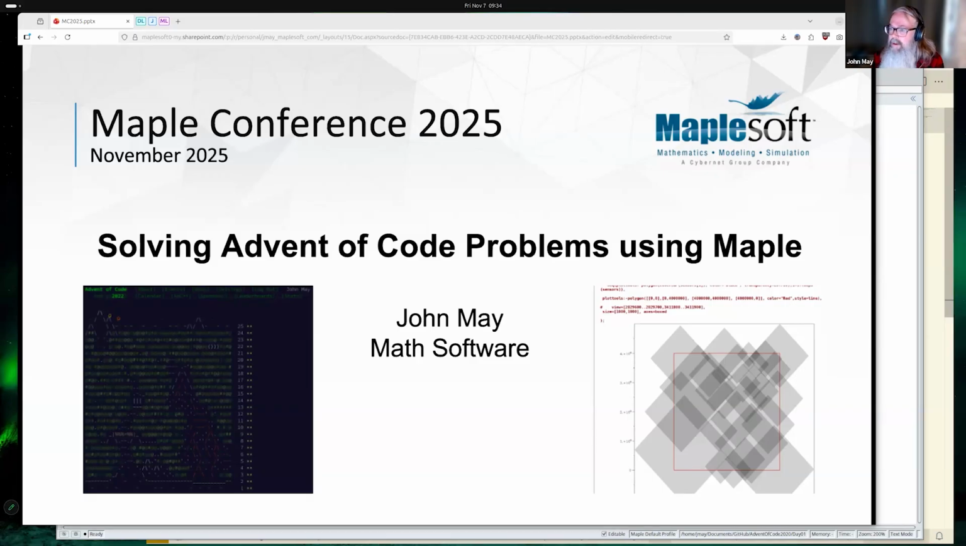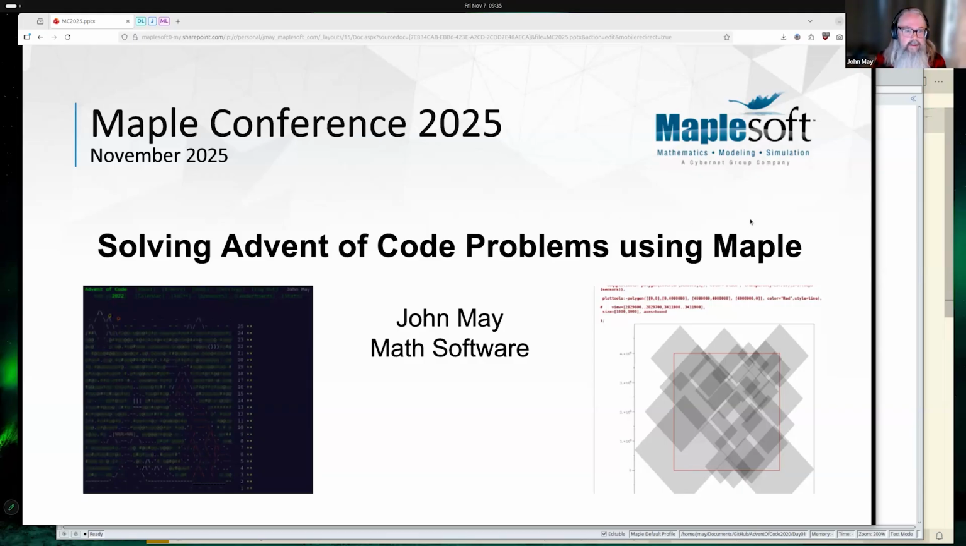I'm going to talk about sort of cool things in Maple that make it easy to solve this sort of code challenge, and some pitfalls and some benefits to combining your hobbies and your work. So, all right.